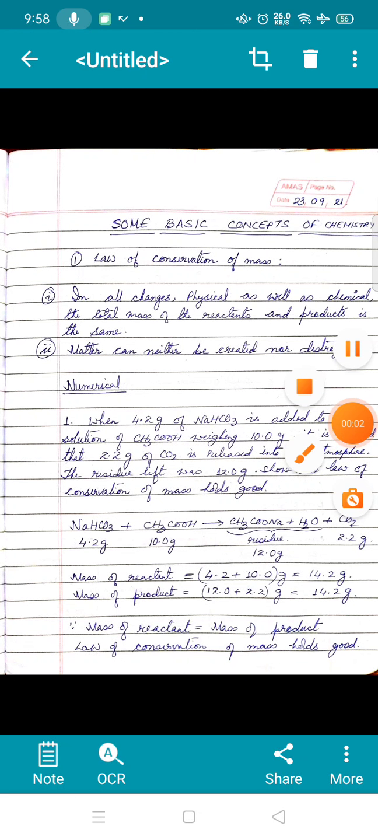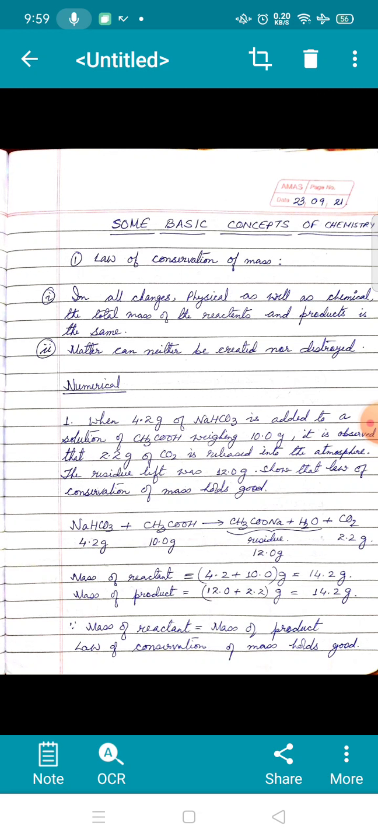Hello students, today we are going to start the first topic, some basic concepts of chemistry. So under this, as I mentioned earlier, we shall be beginning with the laws of chemical combination. Under this, the first law is law of conservation of mass.